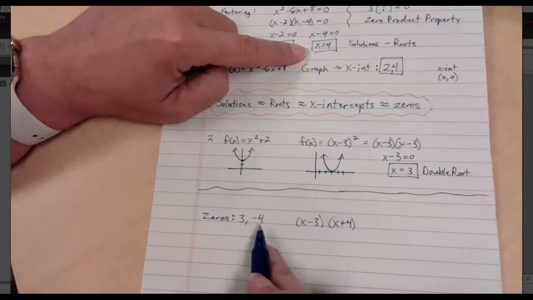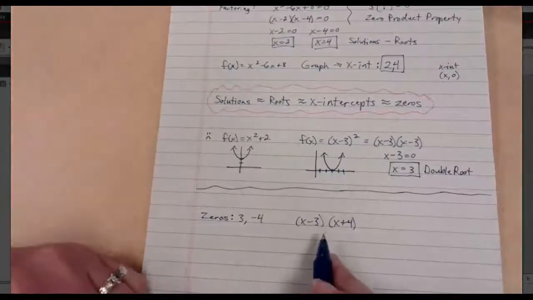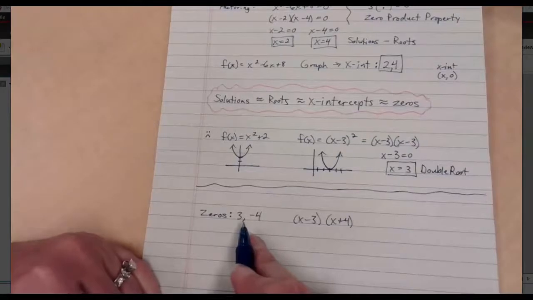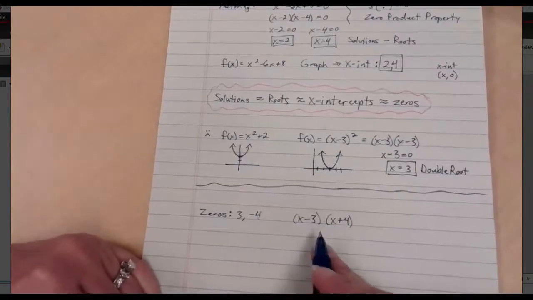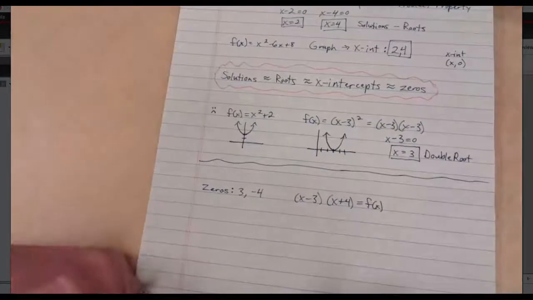Again, this is the factor. This is the 0. If I set this factor, x plus 4, equal to 0, and solve, I will get negative 4. So these factors produce those zeros. So just like Jeopardy, you start with the answer, you work up to the question. This is my function. I can put equals f of x and have happiness and joy.